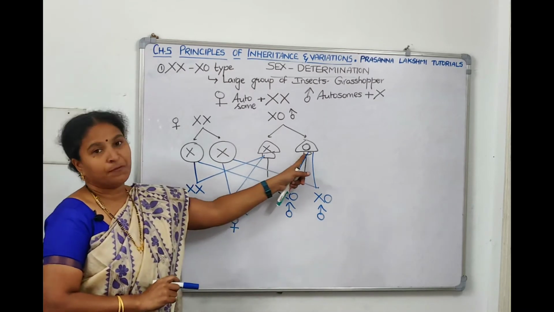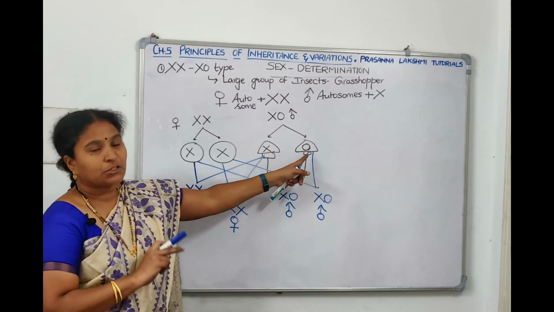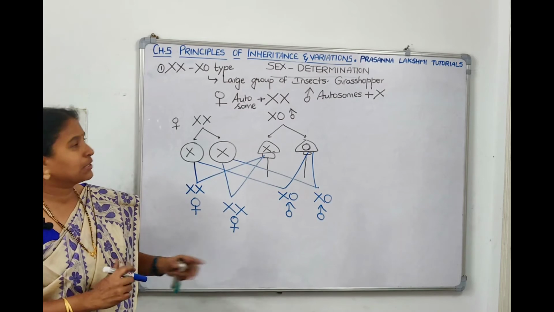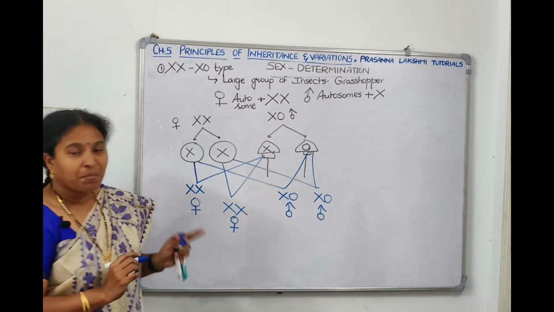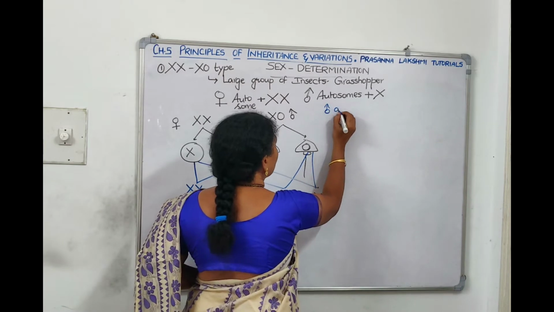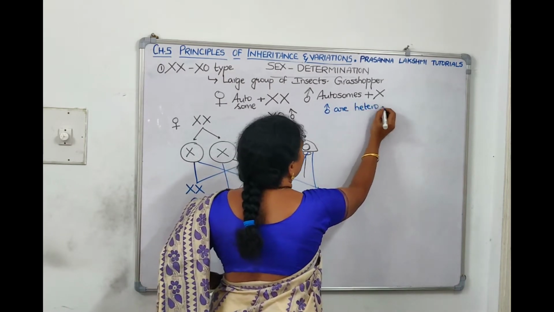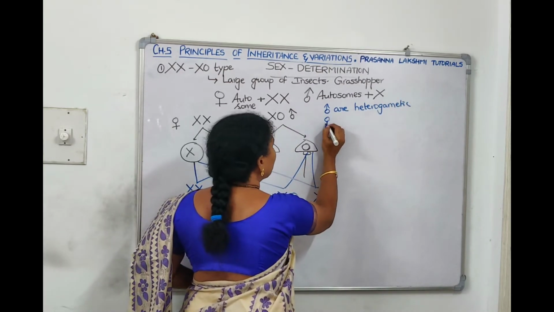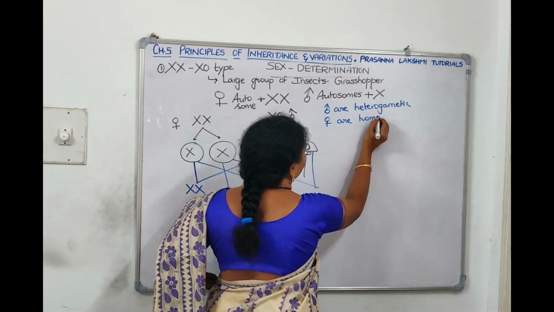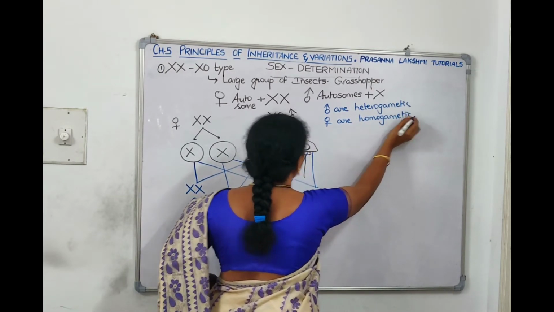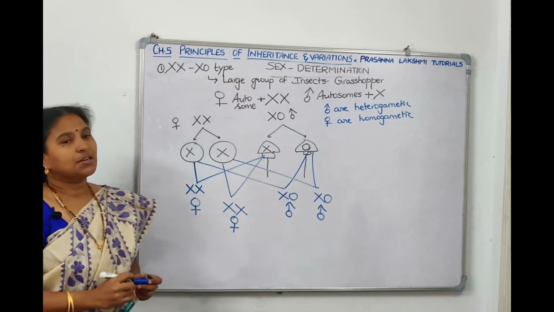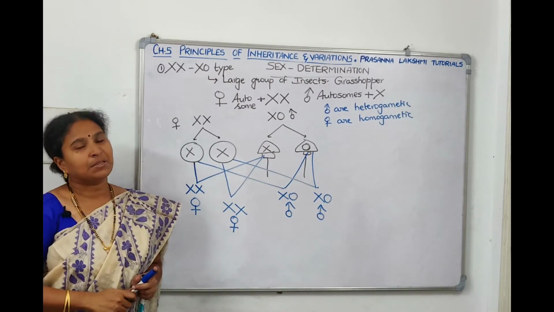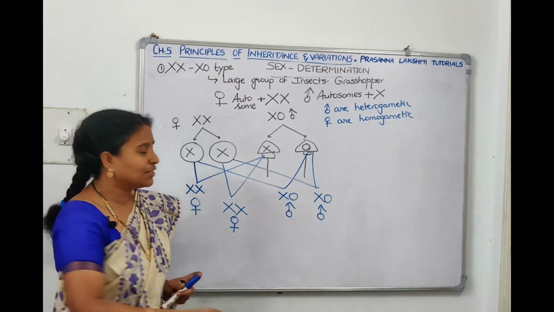Here, who is responsible for sex determination? The sperm is responsible, because if the sperm is not bringing the X chromosome, they become males. If the sperm is bringing the X chromosome, it becomes female. So the males are heterogametic here. Heterogametic means males produce two types of sperms, whereas females are homogametic, because females will produce the same type of eggs only. This type of sex determination is called X0 type of sex determination, which is seen in a large group of insects. Example is grasshopper. Take a screenshot, then we will talk about the other type of sex determination.